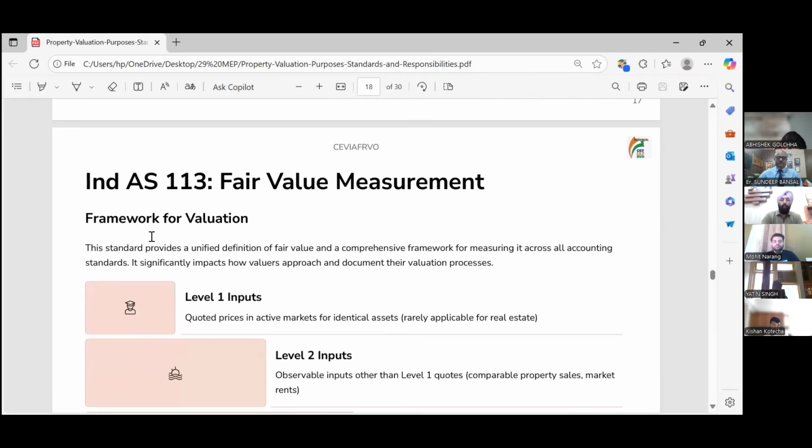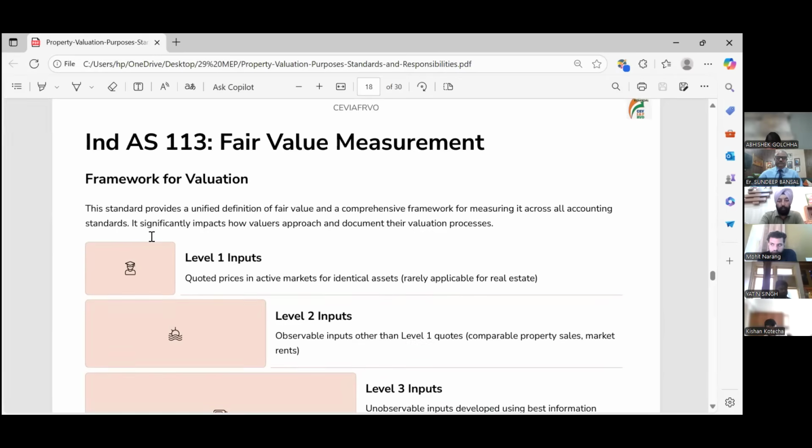And then fair value measurement according to Indian Accounting Standard 113. This standard provides a unified definition of fair value and a comprehensive framework for measuring it across all accounting standards. It significantly impacts how valuers approach and document their valuation process.